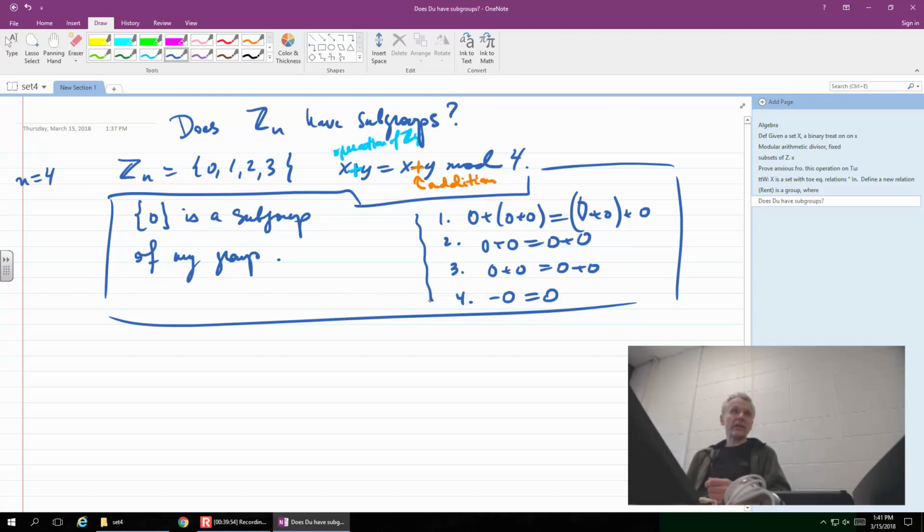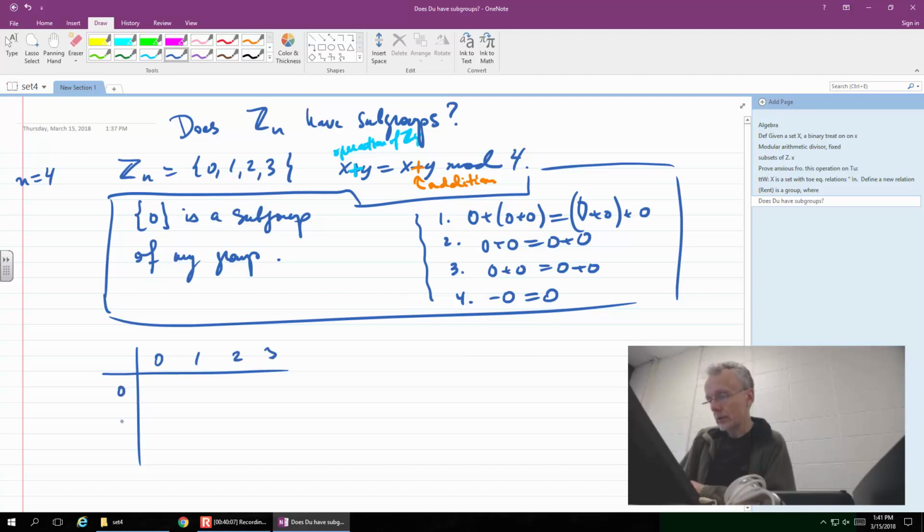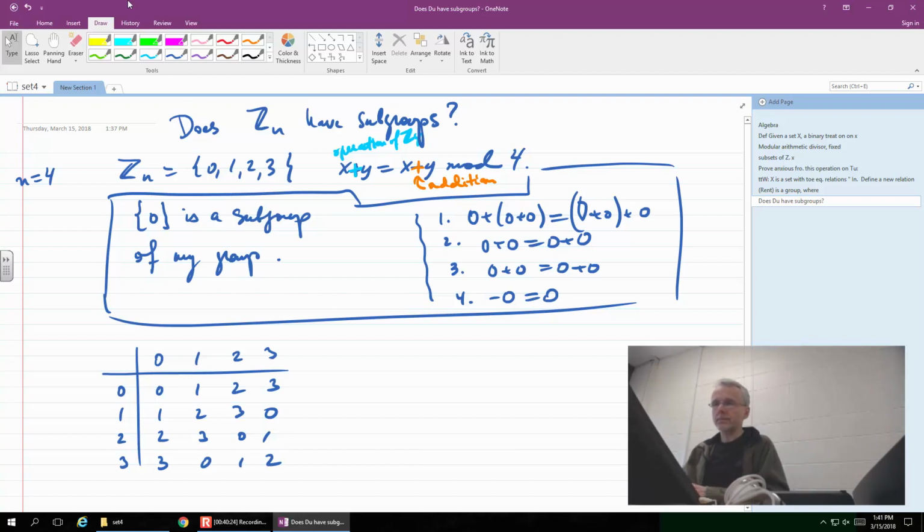Okay, so Zn then at least has that subgroup. Are there more subgroups? That becomes more complicated, but we could try to use our addition table. So I have 0, 1, 2, 3; 1, 2, 3, 0; 2, 3, 0, 1; 3, 0, 1, 2. So that's my addition table of my group Z4. All the additions are here.